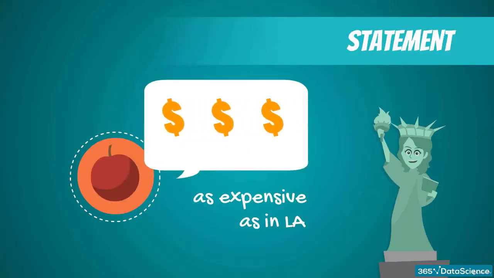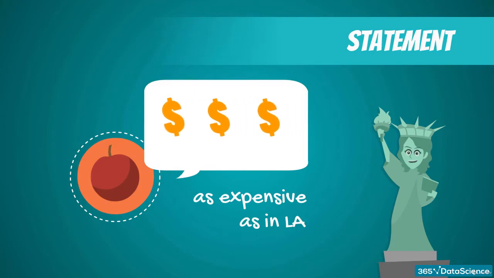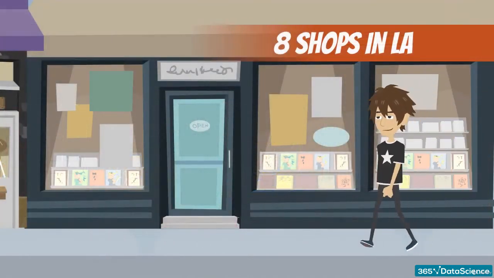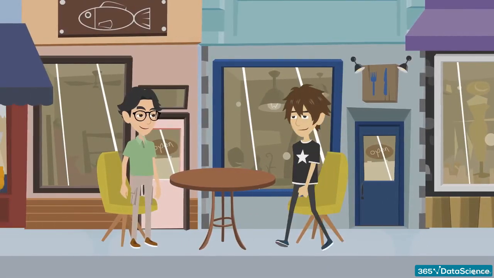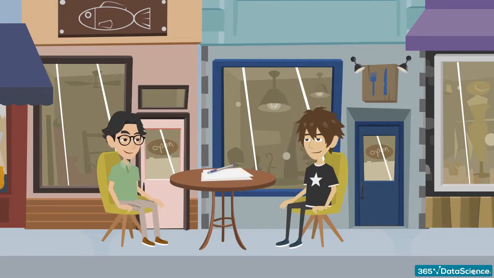You were trying to see if apples in New York are as expensive as the ones in LA. You went to 10 grocery shops in New York, and your friend Paul, who lives in LA, went to 8 grocery shops there. You got all the prices and put them in a table. I don't know what the population variance of apple prices is, but you assume it should be the same for New York and LA.